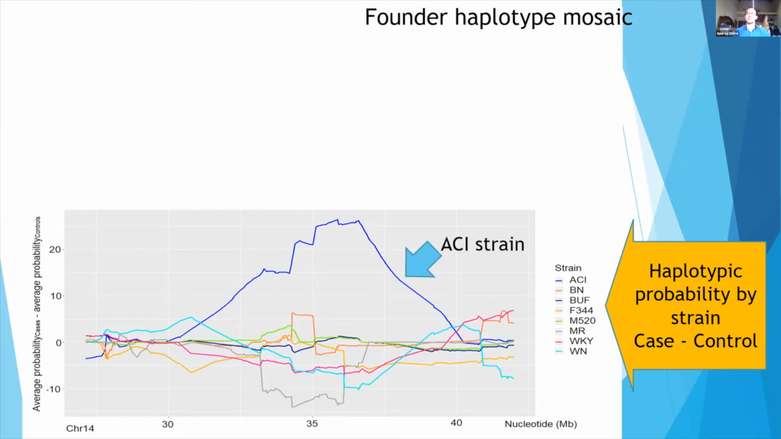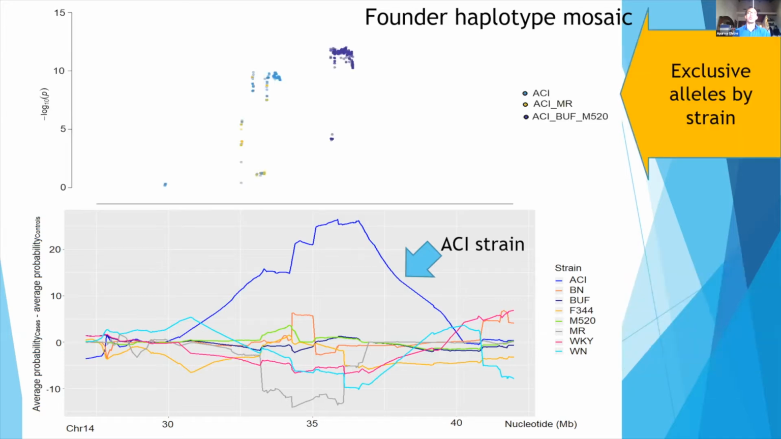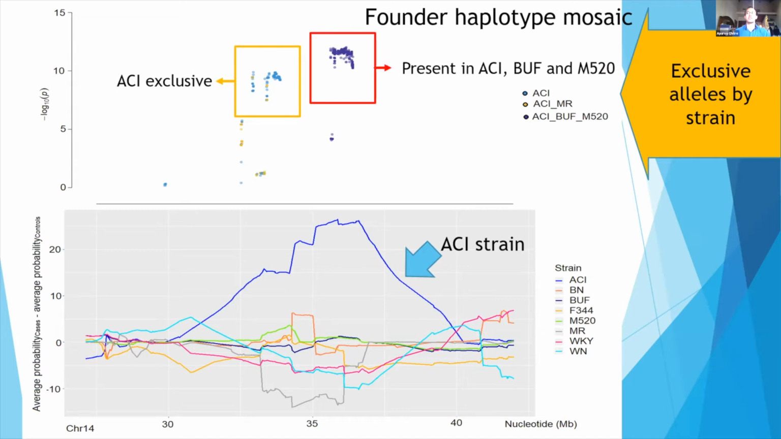As you can see here, we have the ACI strain. It's more highly probable for cases inside this specific region. The second plot is showing exclusive alleles by strain. Showing here a subset of SNPs that are ACI exclusive. Another subset is not ACI exclusive. It's present in ACI, VOF, and F520.